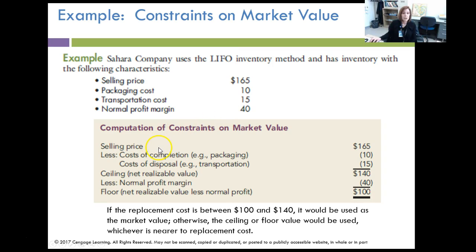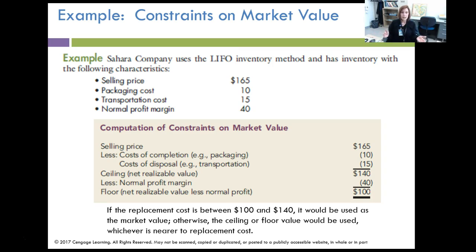So first we're going to look at what the net realizable value is, and that's $140,000. That's our selling price less our normal costs that would be associated with that. And that gets us to our ceiling. To get to our floor, we subtract from that our normal profit margin, which would be $40.